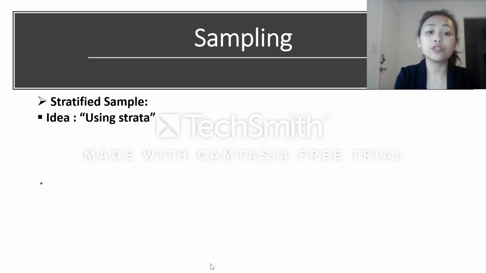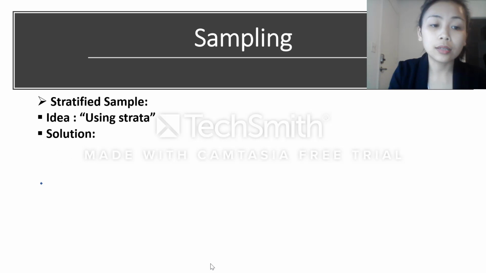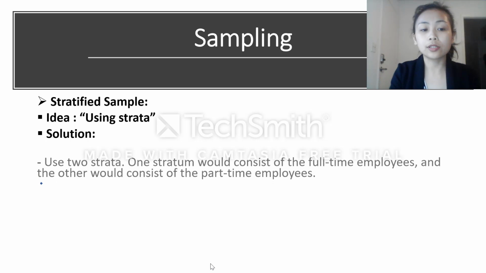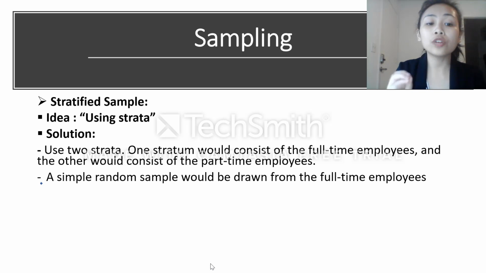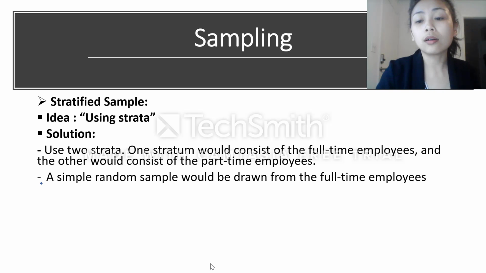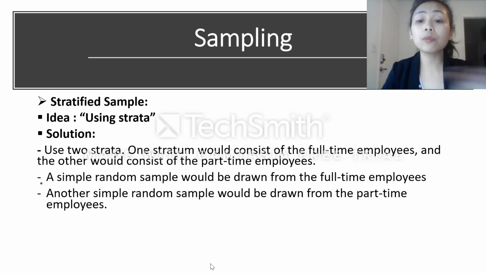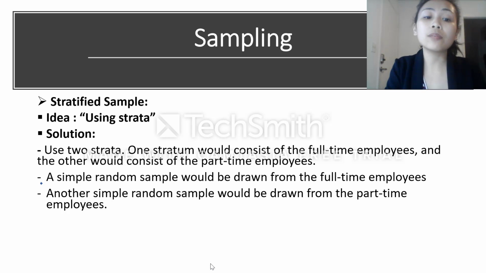So in this case, the idea is using strata. And the better solution for that example is that we are going to use two strata. One stratum would consist of all full-time employees and the other would consist of only part-time employees. And from each stratum, we are going to make a simple random sample. Let's say from the group of full-time employees, you take a sample of 50 people. And from the group of part-time employees, you make a simple random sample of 50 people and then put them together, you have a sample of 100 employees.